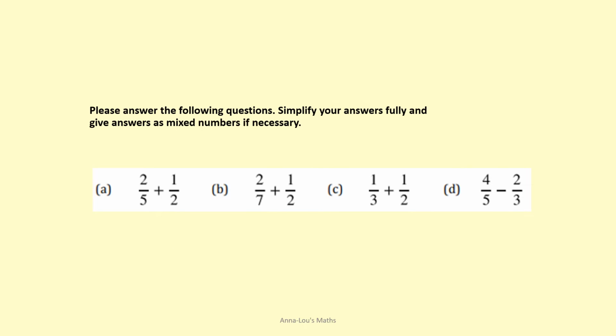Okay, I'd like you to pause the tape and give these 4 a go for me, please. Also simplify your answers. Okay, let's have a look at those. So we should have ended up with 9/10ths, 11/14ths, 5/6ths and 2/15ths.